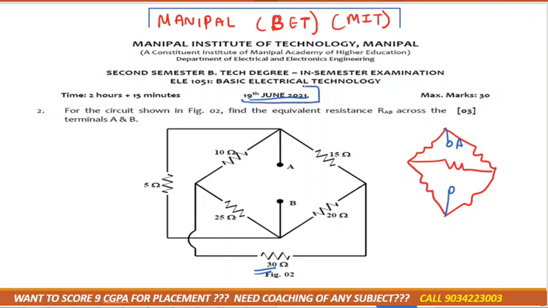See this question, how can we solve? This is the question from 2021. In this, they asked for the equivalent resistance across A and B, right? So this is the A terminal and this is the B terminal. This we can consider as the C terminal and this we can consider as the D terminal, right?